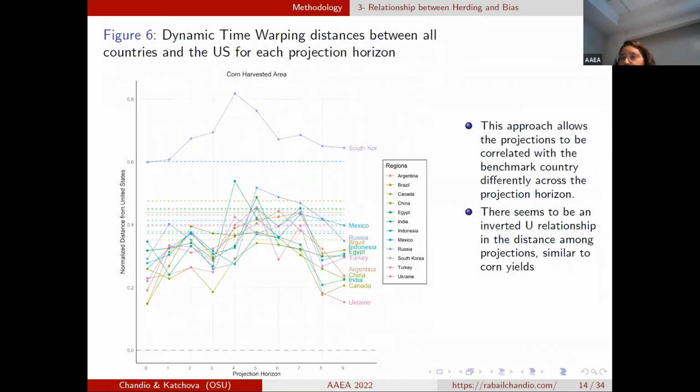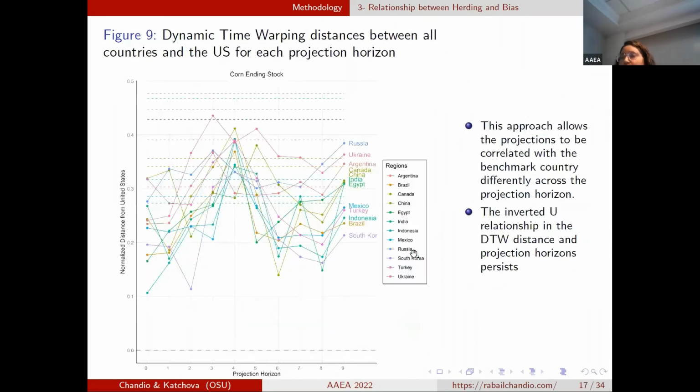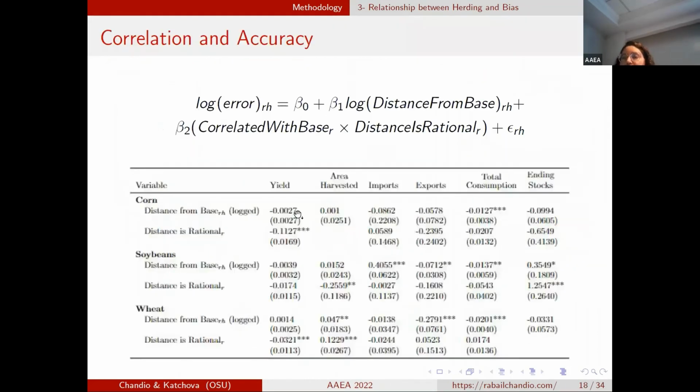That is because when we go back to this figure, for corn area harvested, area harvested is the only variable where we see that the projected distances are much higher than the true distances. For everything else, it's the opposite: the circles are always below the triangles. Here, the circles are always above the triangles, which means the projections are more different than the true data is. Which is why we have a positive coefficient on area harvested when we are looking at corn. A similar situation follows in soybeans and wheat as well. For wheat, it's significant as well.